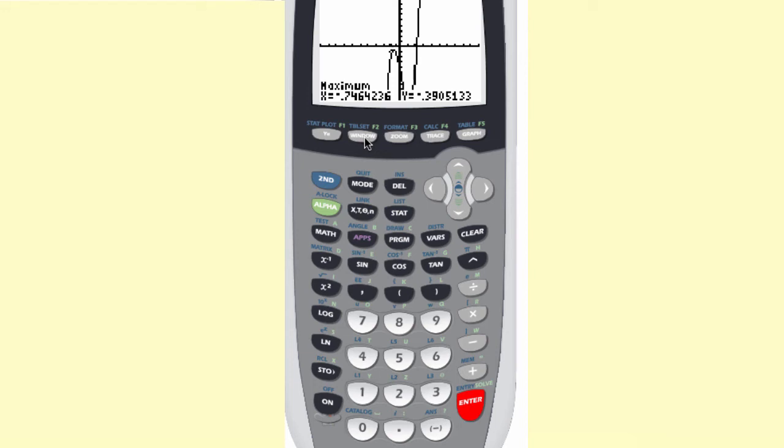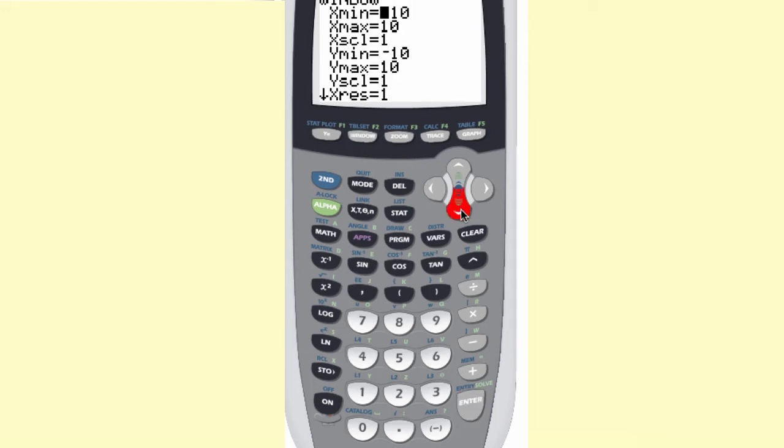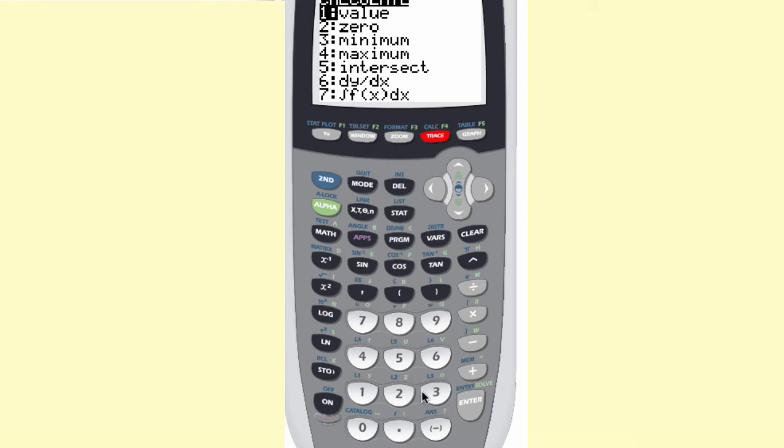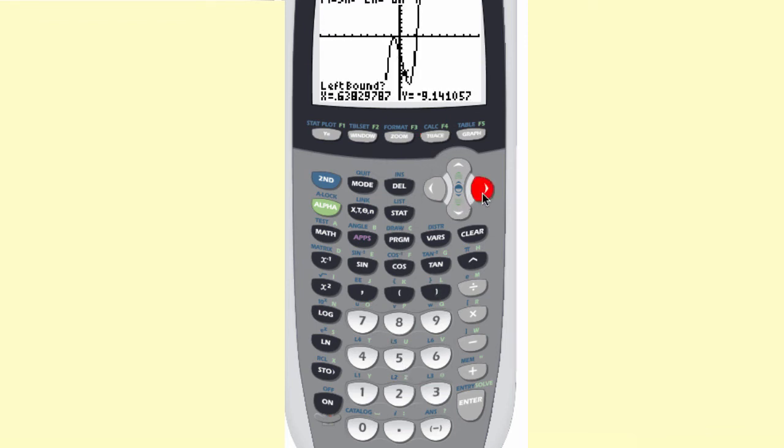Now the local minimum doesn't quite appear on the graph, so I'm going to change the window. I'm going to change the y min to be, let's say, negative 15. Now I can see the minimum. So local minimum. And see, I'm to the left of the minimum here, so I'm going to hit enter, and then move to the right of the minimum. Enter. Enter one more time. And the local minimum is about 1.19 for the x value and about negative 11.296 or 11.30 for the y value.